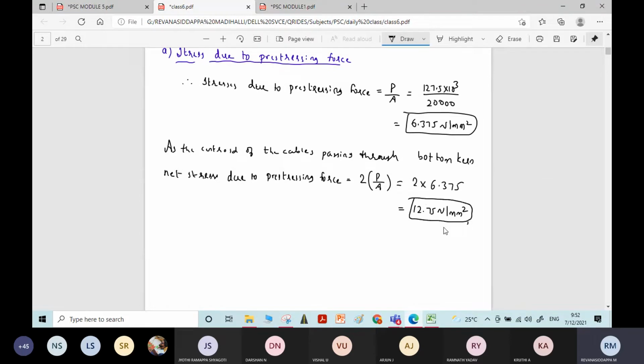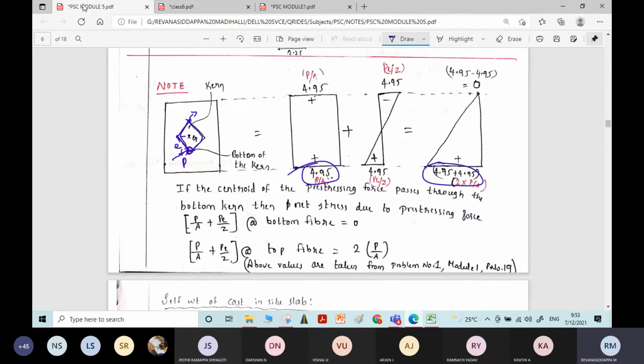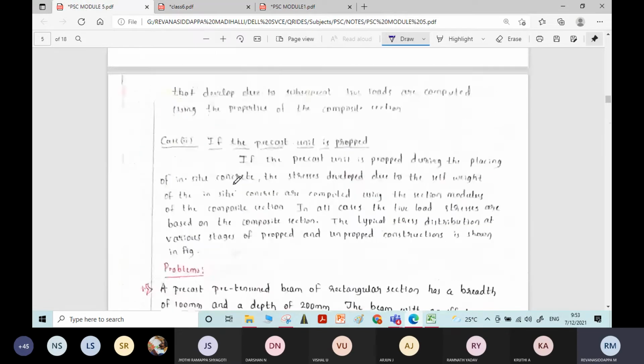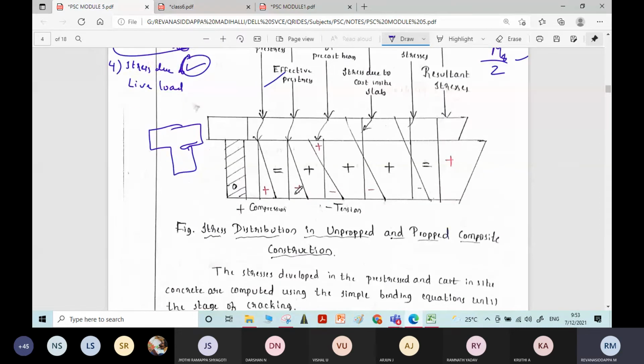This is at the bottom, and it will be 0 at the top. Correct? Therefore, in the theory part of the model, the stress distribution due to the pre-stressing force is written by assuming the pre-stressing force acts at the bottom of the kern only. It is not a rectangle, you can see here. It is a triangle only. At the bottom 2 times the direct stress, at the top it is 0.